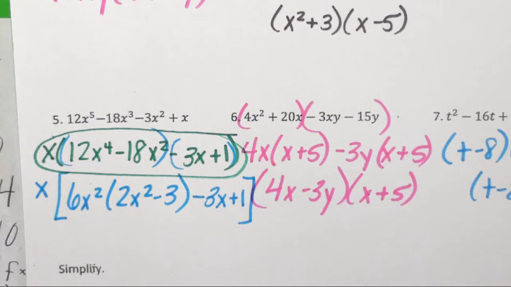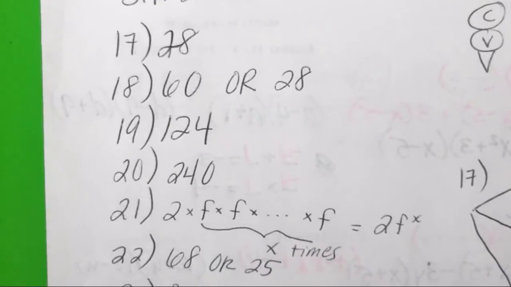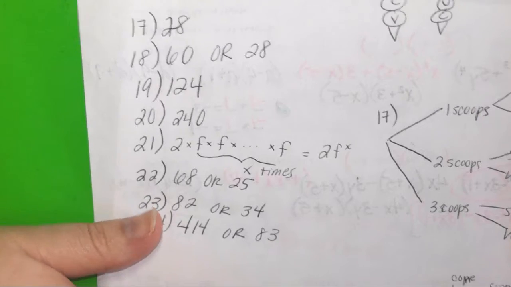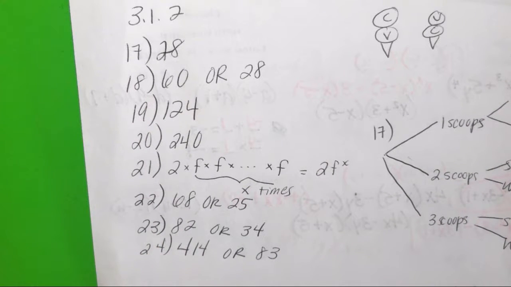I need you to, on your textbook, 3.1.2, I'm going to give you some answers. So if you would like to go ahead and write these answers in your book, because I'm going to go through and explain in just a second. So number 17, I would write 28 beside it.